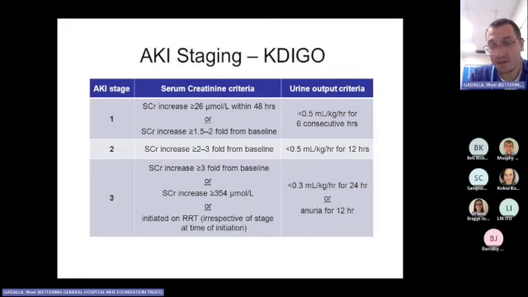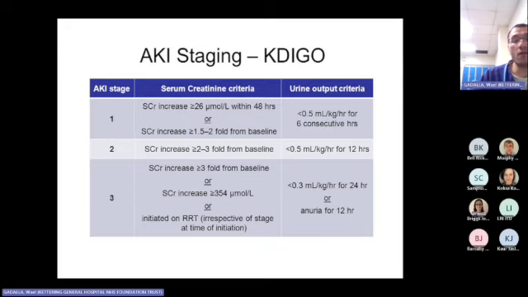Stage 2 is an increase of serum creatinine from 2 to 3 folds, or a drop in urine output to less than 0.5 ml per kg for 12 hours, while stage 3 is more than a 3-fold increase in creatinine or urine output less than 0.3, or basically speaking, an anuric patient. And when we start a patient on renal replacement therapy for any reason, it is considered AKI stage 3. This is for the KDIGO classification.